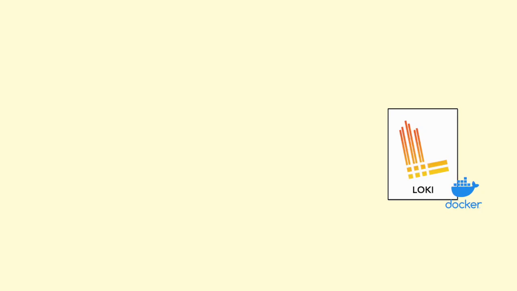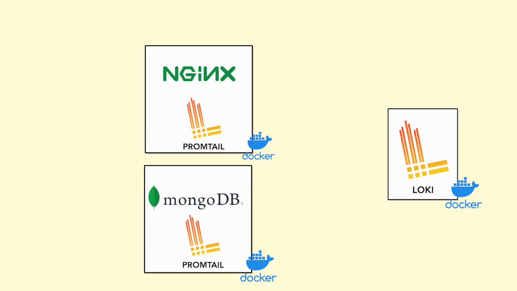Alright, so let's talk about my setup. I have two Ubuntu hosts in AWS. Minimum requirement is one, but I'm trying to mimic an actual production setup where you have Loki installed in one server and then you have multiple Docker containers in different hosts which are sending logs to Loki itself. So that's my setup here.